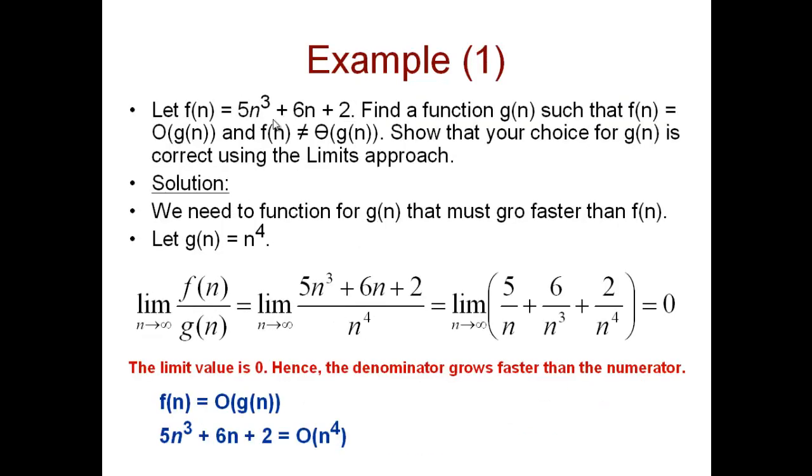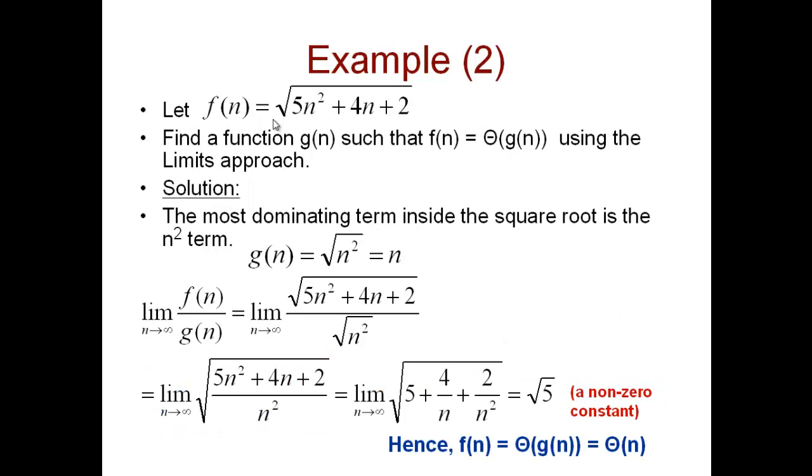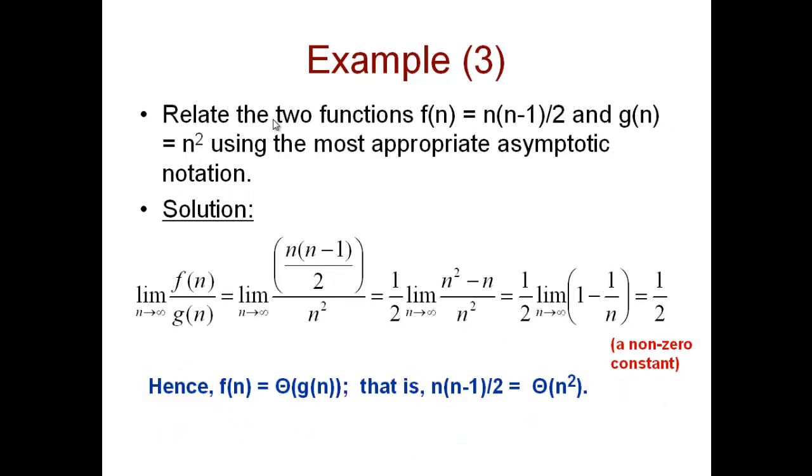Now, problems like examples 1 and 2 are one type of problems where I'll give you one function f of n and ask you to find the other function g of n such that f of n and g of n are related either through the big O notation or through the theta notation. The second kind of problems in this category is where I'll give you both the functions f of n and g of n and ask you to find the most appropriate asymptotic notation to use. So that's the second type of problems. I'll give you both the f of n and g of n functions. Again, as usual, use the limit approach.